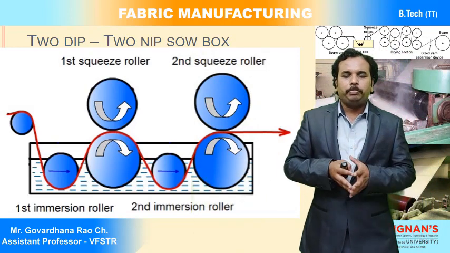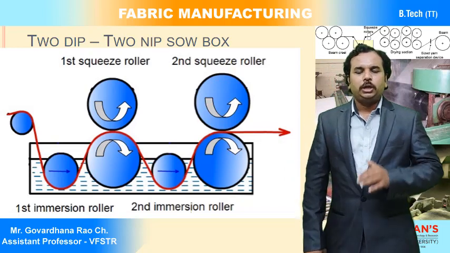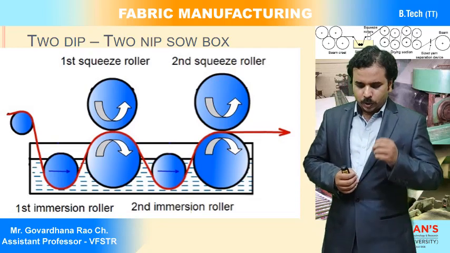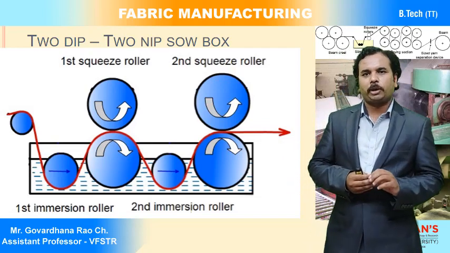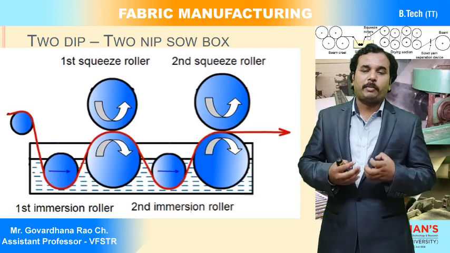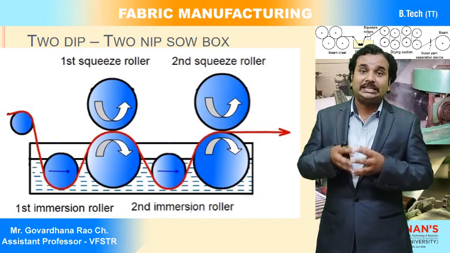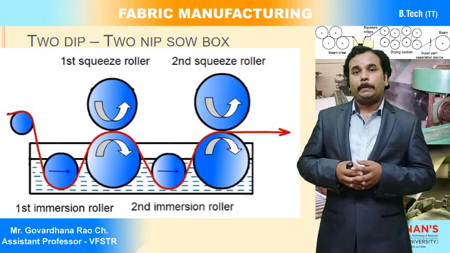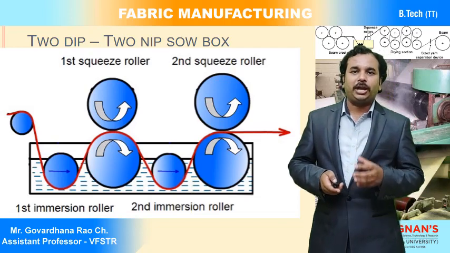So two dip and two nip, nothing but two times the warp sheet is going to be dipped in the size paste and two times it is going to be squeezed out. Because if you increase the dip and nip, that is two times you are dipping or immersing the warp sheet, two times you are squeezing out, so the maximum amount of size paste can be penetrated inside the yarn structure, so the size pickup is going to improve by increasing the nip and dip. Okay, so immersion and the squeezing.